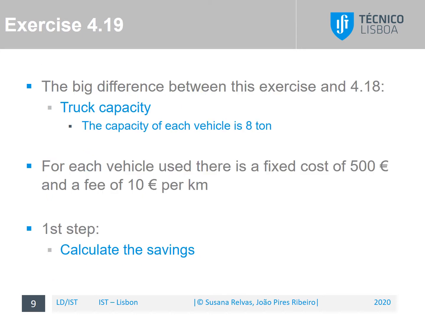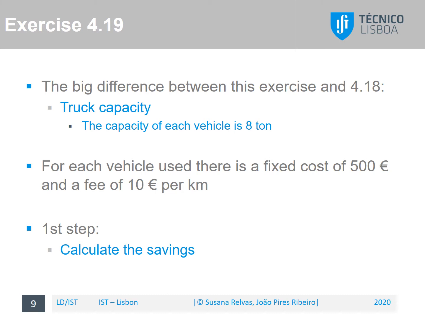Now we are going to discuss a new exercise, exercise 419. And what is the big difference between this exercise and 418? It is that we now have new constraints. In this case, we have the truck capacity that must not exceed 8 tons. For each vehicle, there are costs. We have a fixed cost and also a variable cost on the distance traveled.